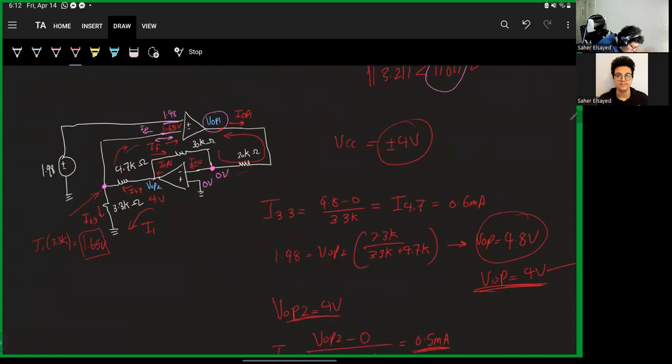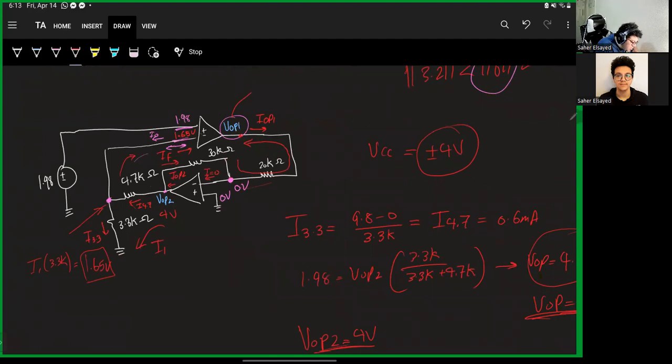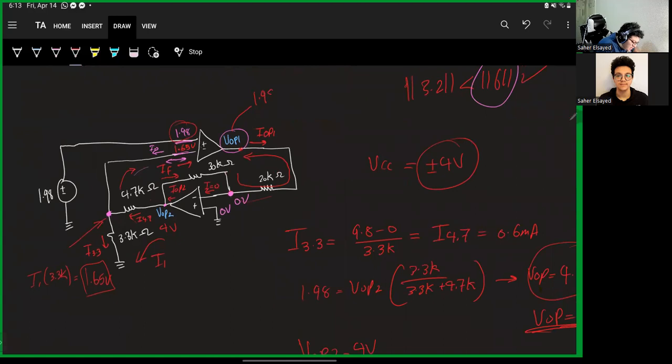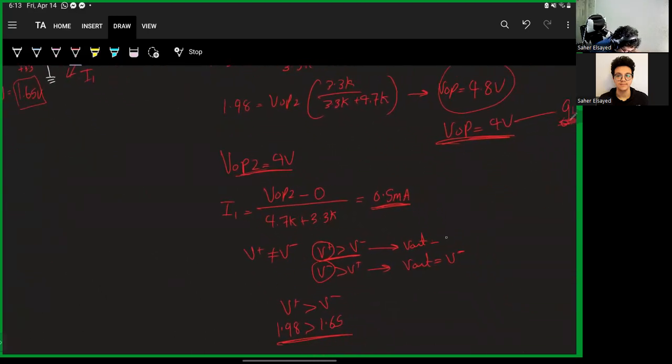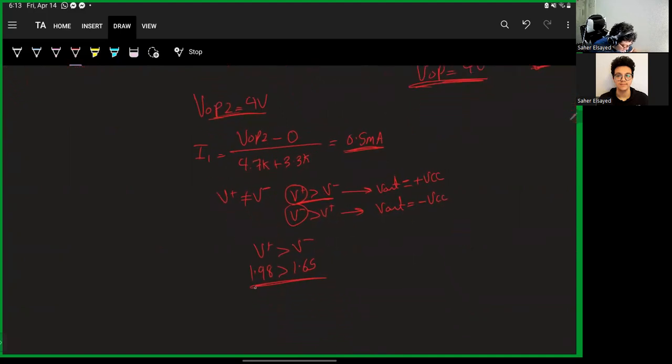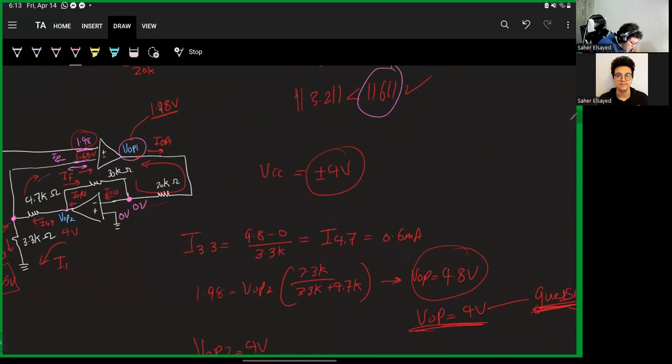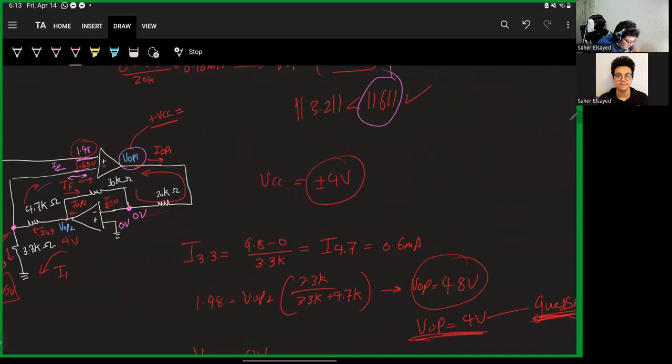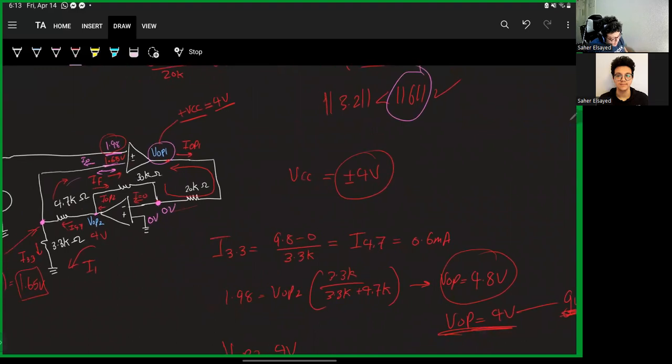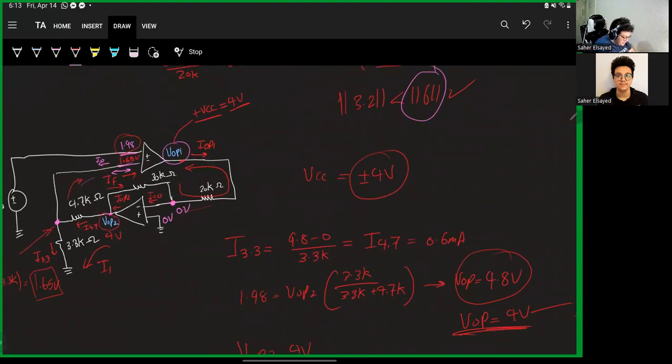So now VOB1 is equal to V plus, which is 1.98 volt. It's kind of different. It changes our perspective. Well, sorry, no, I made a mistake. If V plus is more than V minus, it's equal to the plus VCC. And if V minus is more than V plus, it's equal to the negative VCC. My bad. So in this case, V plus is more, so V out is equal to plus VCC, which is 4 volt. Okay? So we assumed first that VOB is 4 volt, and we figured out VOB1 now is 4 volt.